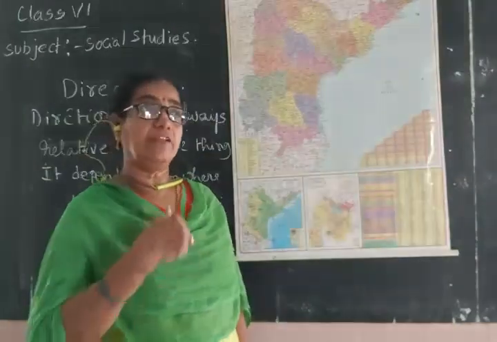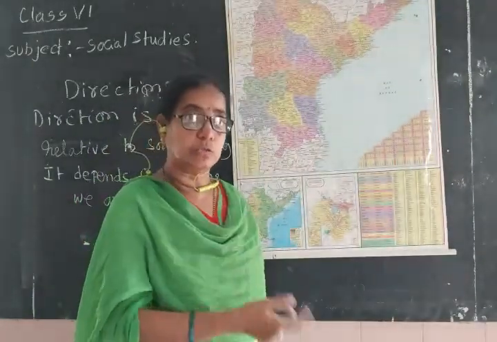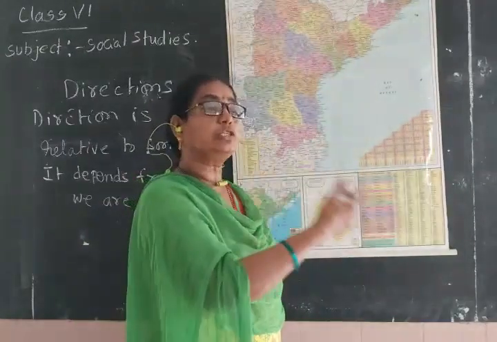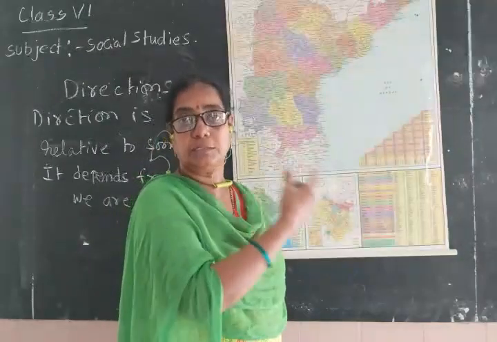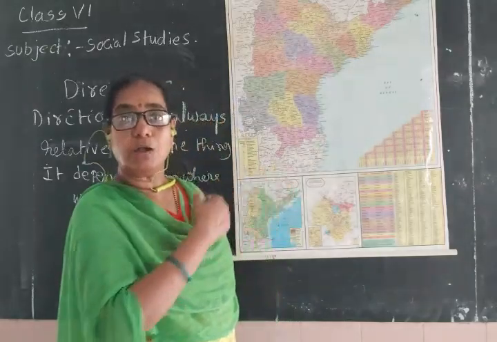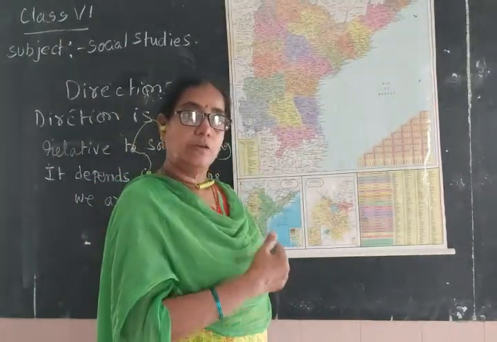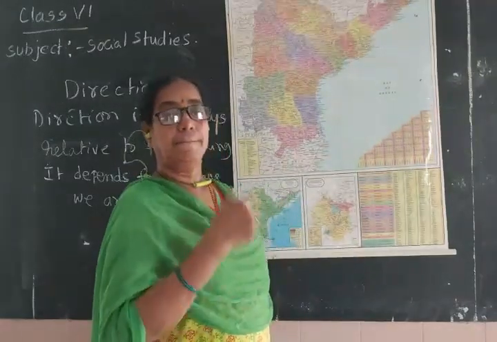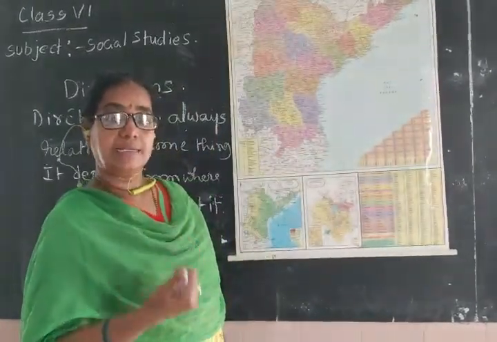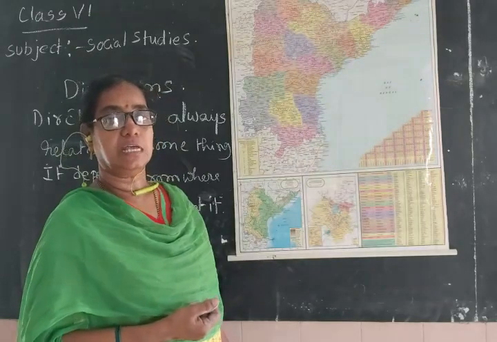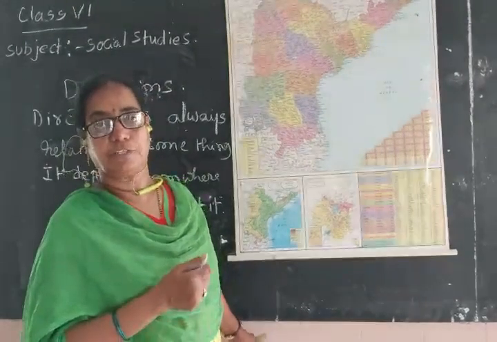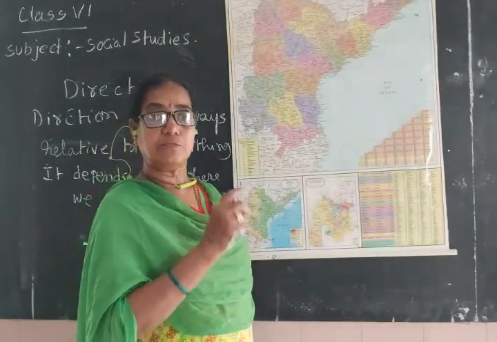This is an example I am going to say. If you stand in front of the sun, opposite to the sun, then the sun will be on your front side. That is called east. Okay, if you stand opposite to the sun, your front side is east, back side is west, right side is south, left side is north. So like that there are four directions.